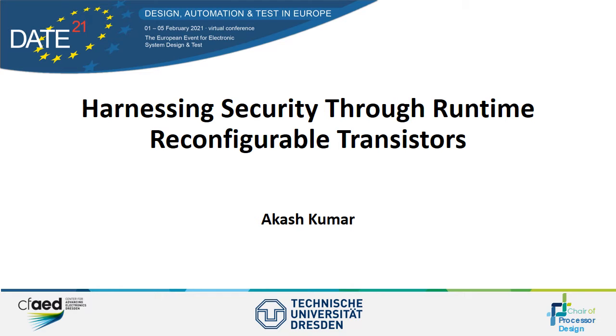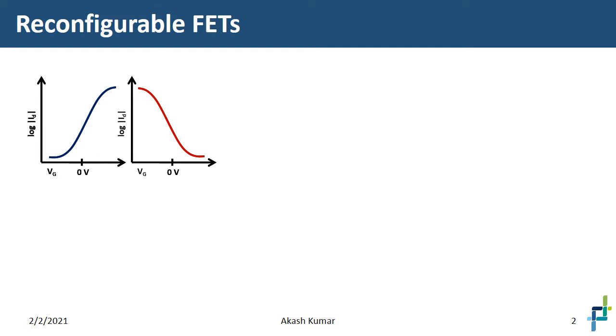Hello everyone. I'll now talk about harnessing security through runtime reconfigurable transistors. Before that, I'll talk about what exactly these transistors are. So we know that typically in a PMOS or an NMOS configuration, you have a specific current to voltage characterization. For example, there's a PMOS curve, and this is how the NMOS looks, for example.